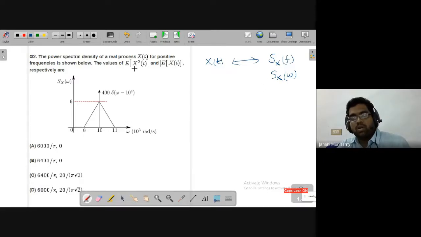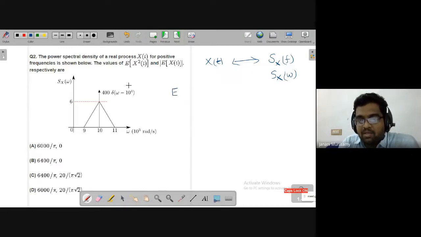So now we want to calculate what is E of x square of t. E of x square of t means power in the signal. So now the power in the signal I can calculate from the power spectral density.